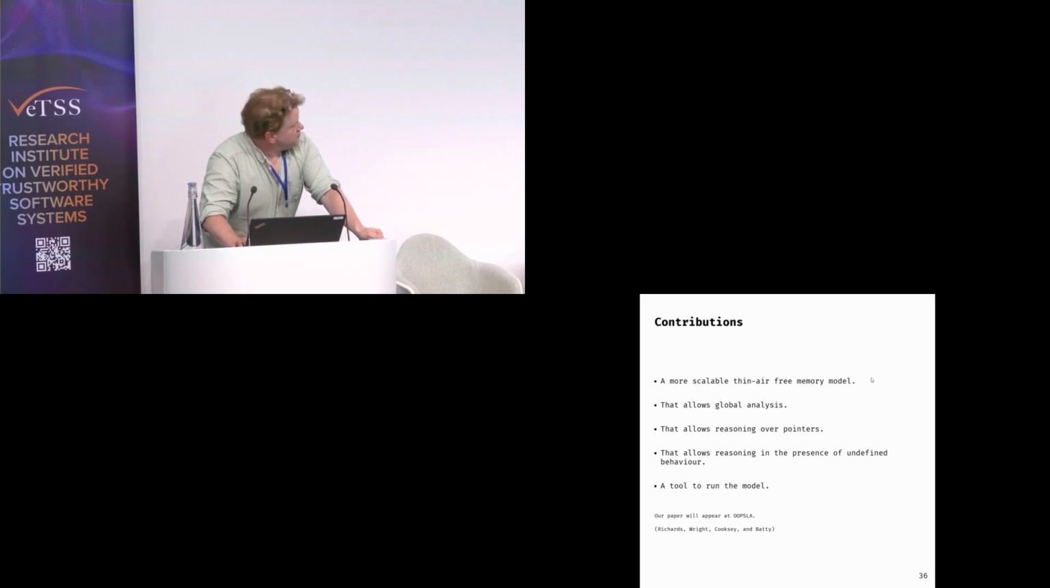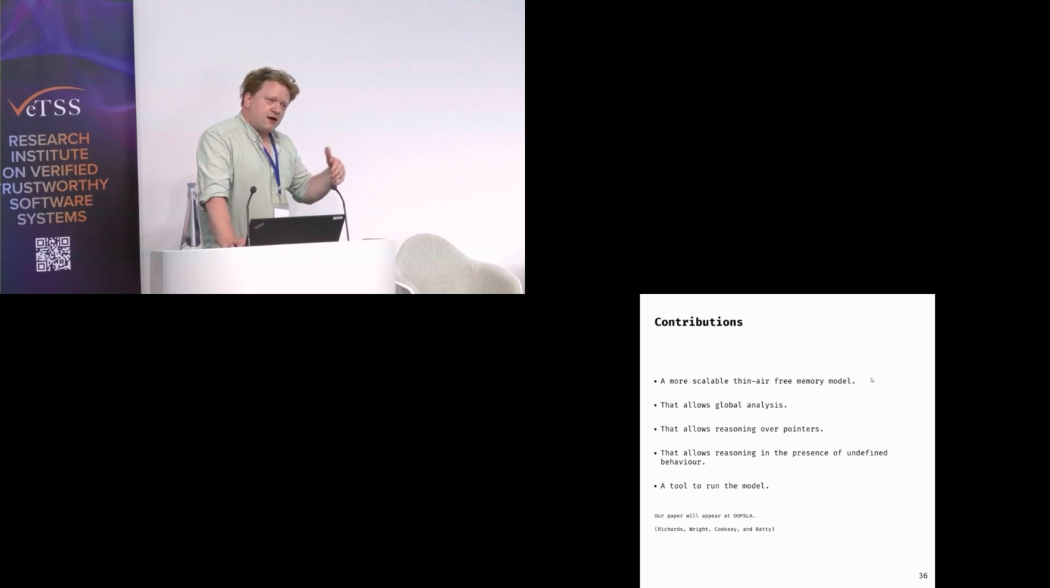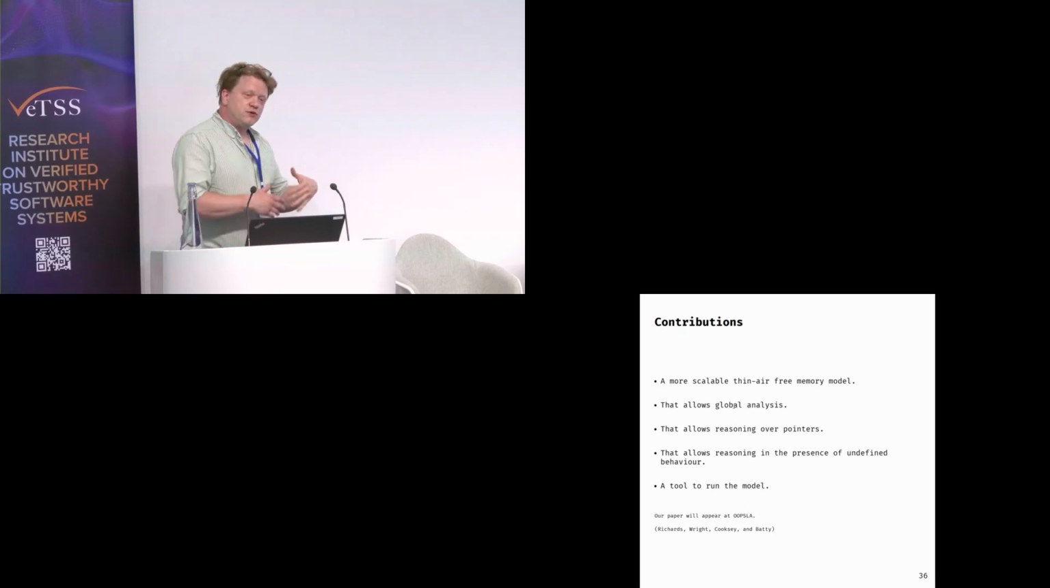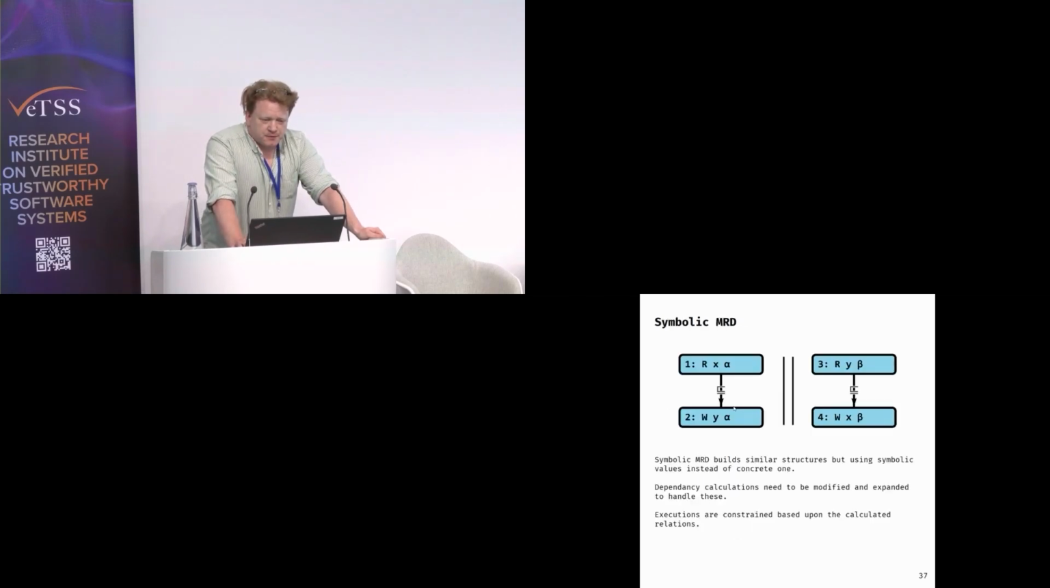So what we do in Symbolic MRD is we have a more scalable, thinner, free memory model. It deals with undefined behavior. It deals with extrinsic choice. It also deals with global analysis. So like if you do a value range analysis across your whole program, work out X that is always 1, you can incorporate that information with this model. And we have a tool for this. This paper is going to appear at OOPSLA.